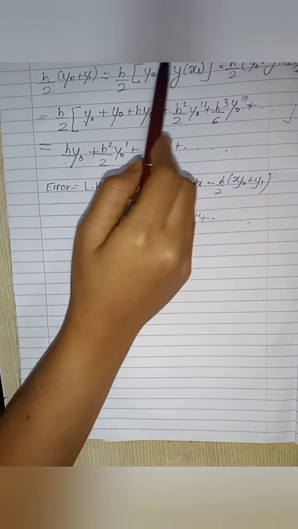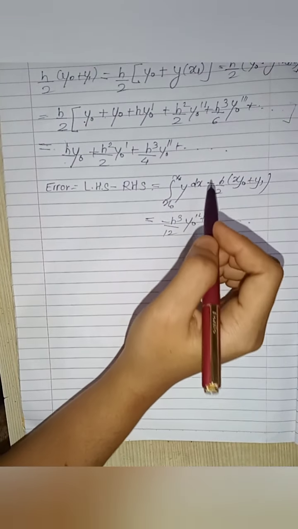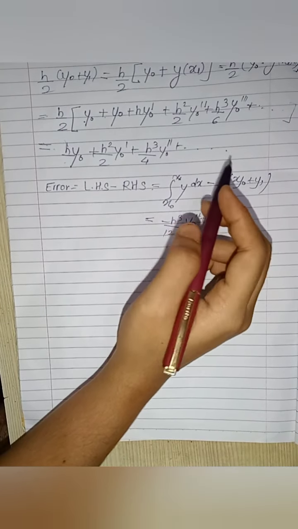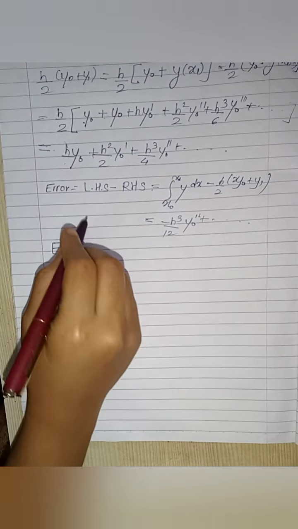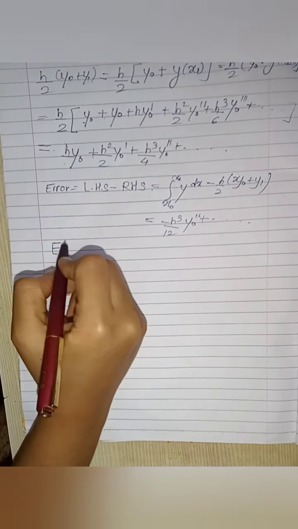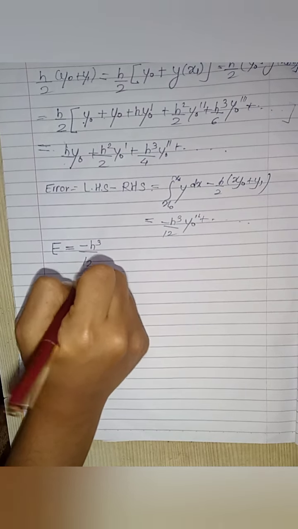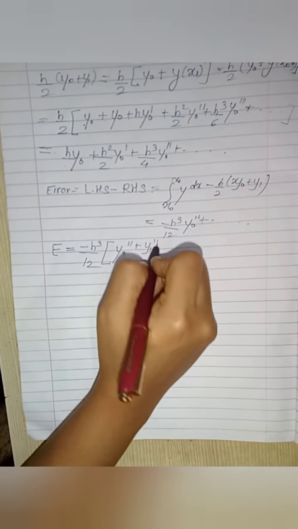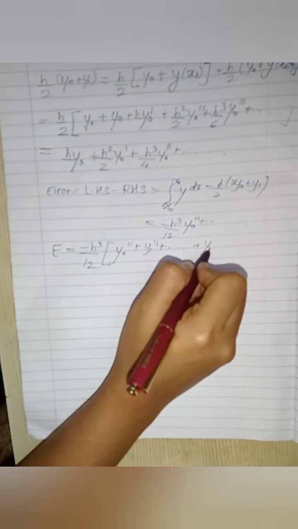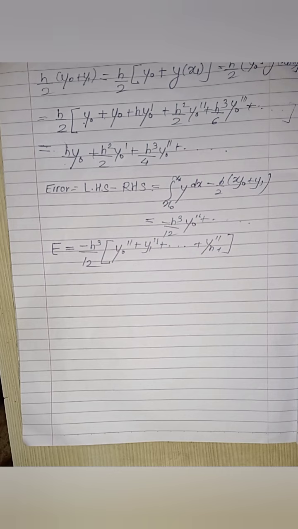So this is for the sub interval from x0 to x1. So similarly you'll get the error for it. So if we consider the error for the remaining sub intervals, then the final error E for the entire interval from x0 to xn will be given by minus h cube upon 12 common into y0 double dash plus y1 double dash plus up to so on plus yn minus 1 double dash. So this is the total error E in the trapezoidal rule.